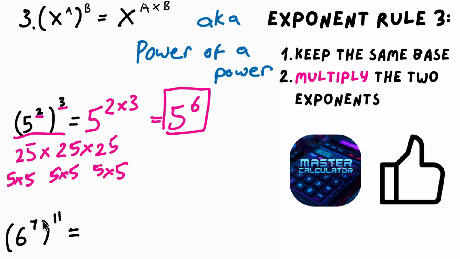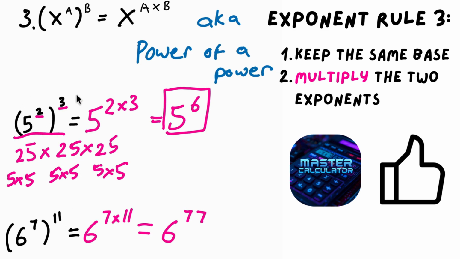So let's look at this question. 6 to the power of 7 to the power of 11. So 6 to the power of 7 times 11. Just multiply the two exponents and we get 6 to the power of 77. It's really simple. But just remember, this trick only works when you have parentheses there.